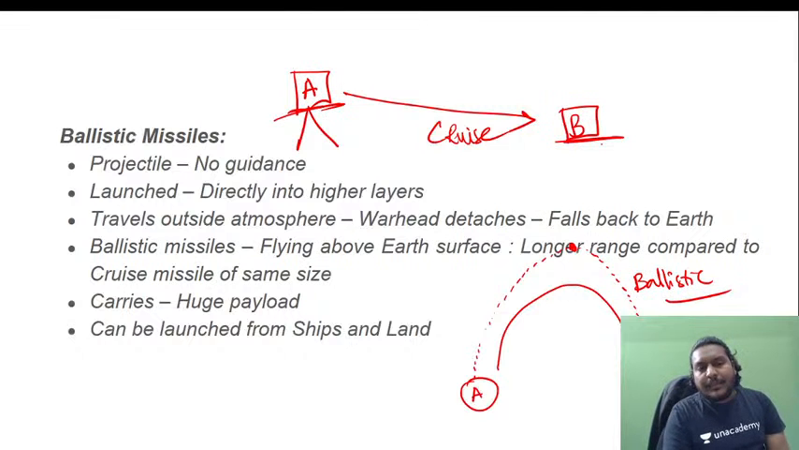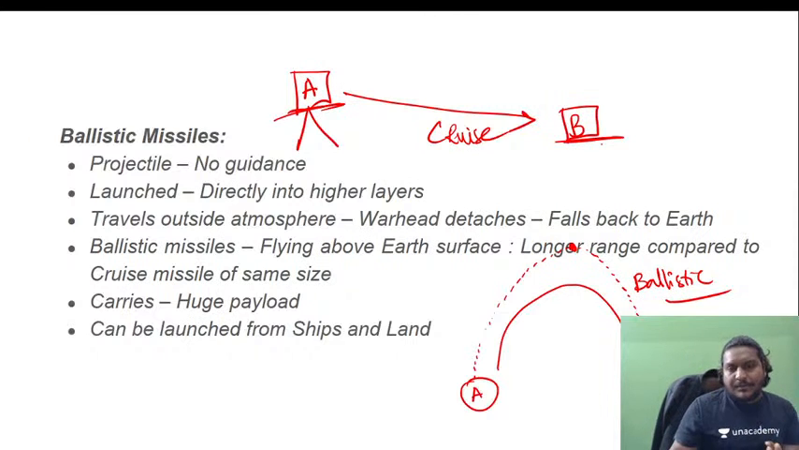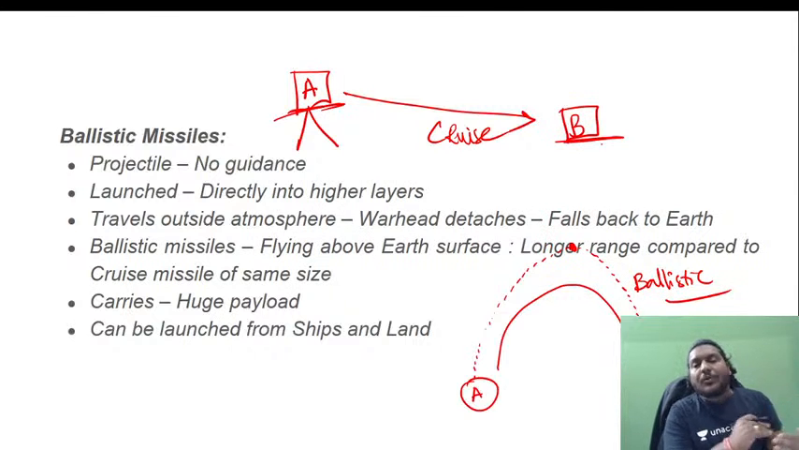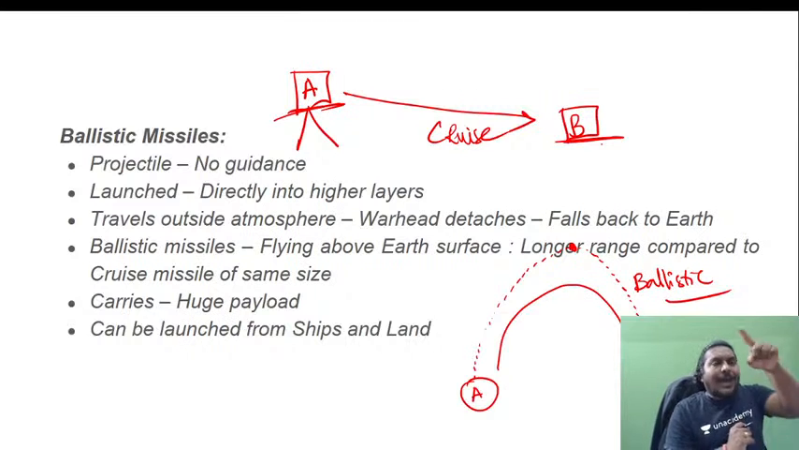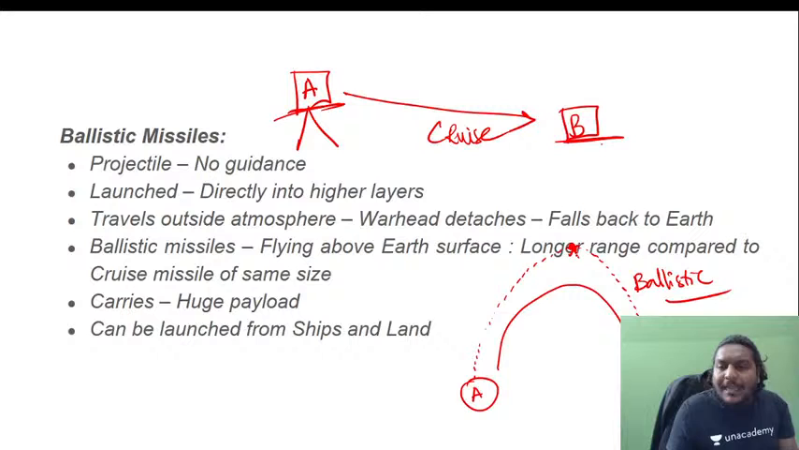So projectile, here whatever you are seeing here is a projectile one. Once you launch it, you cannot change, you cannot guide it. So you directly launch into the higher layers particular. So this would be one which would be traveling outside the atmosphere, and after reaching to some particular place, the warhead would get separated and it would be falling back to the earth.